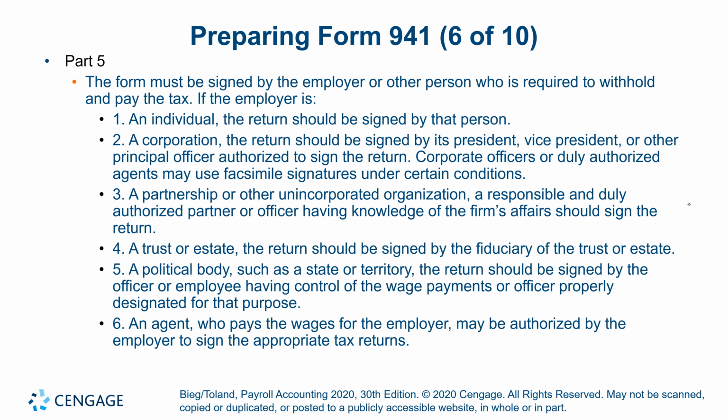If it's a partnership or other unincorporated organization, a responsible or duly authorized partner or officer having knowledge of the firm's affairs. If it's a trust or estate, the return should be signed by the fiduciary, or in other words, the person legally responsible for the trust or estate. A political body such as a state or territory, the return should be signed by the officer or employee having control of the wage payments, or an agent who pays the wages for the employer also may be authorized to sign the appropriate tax returns.